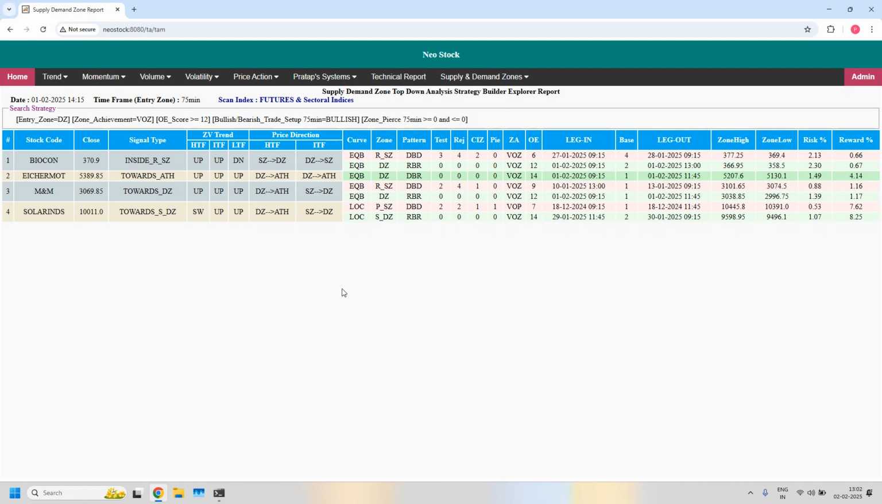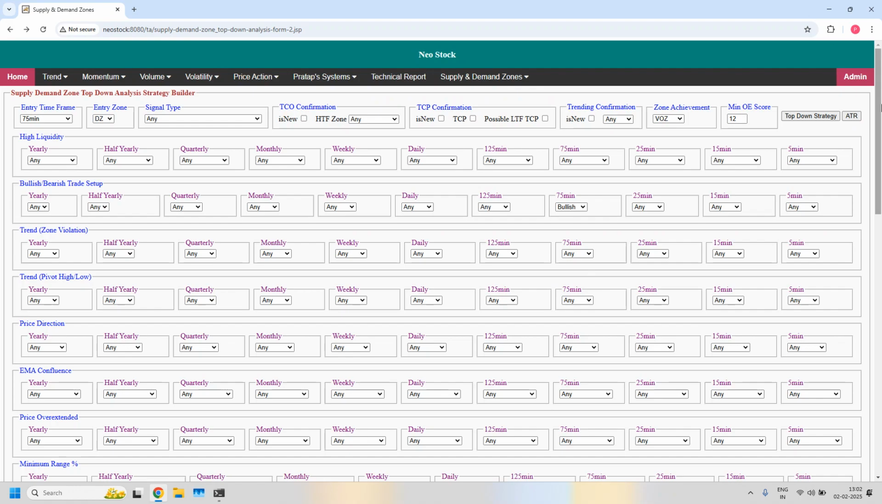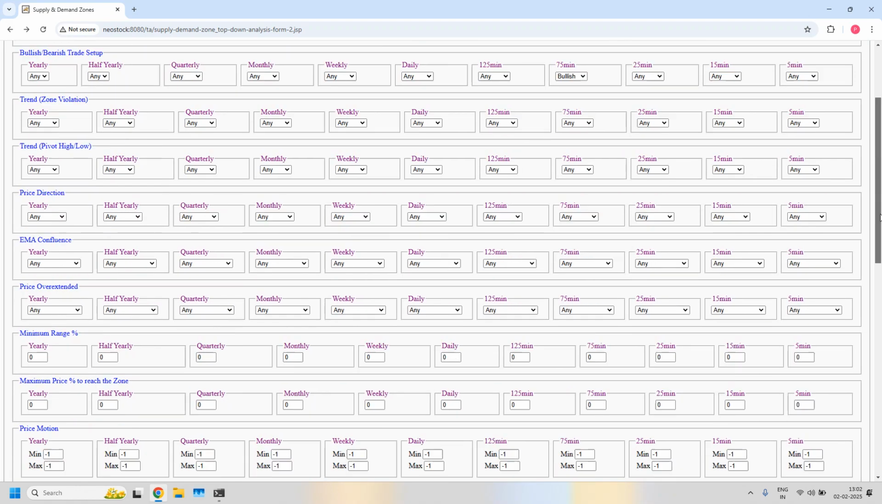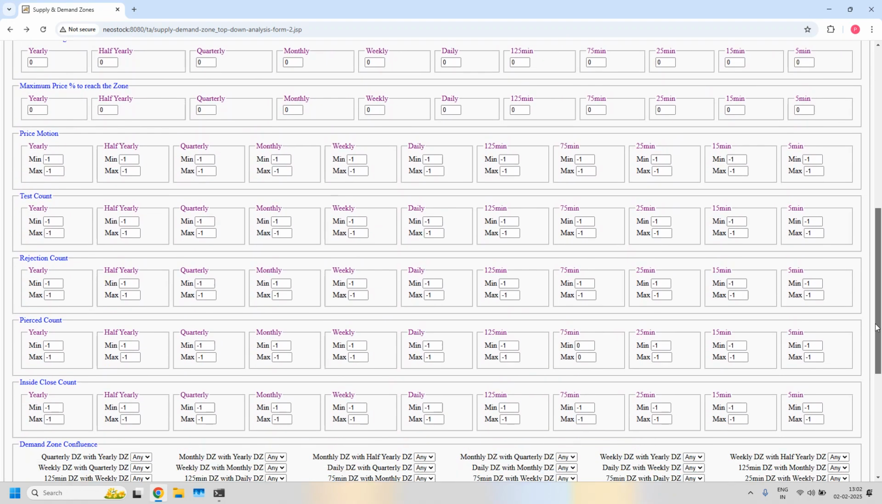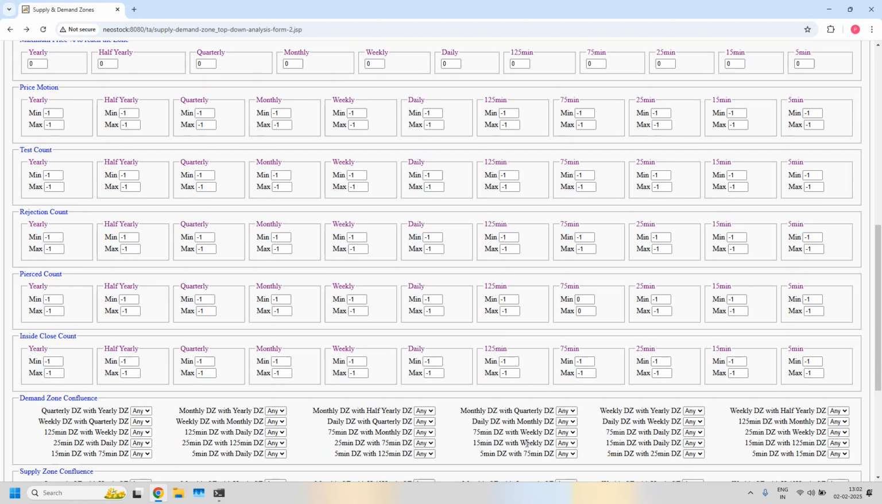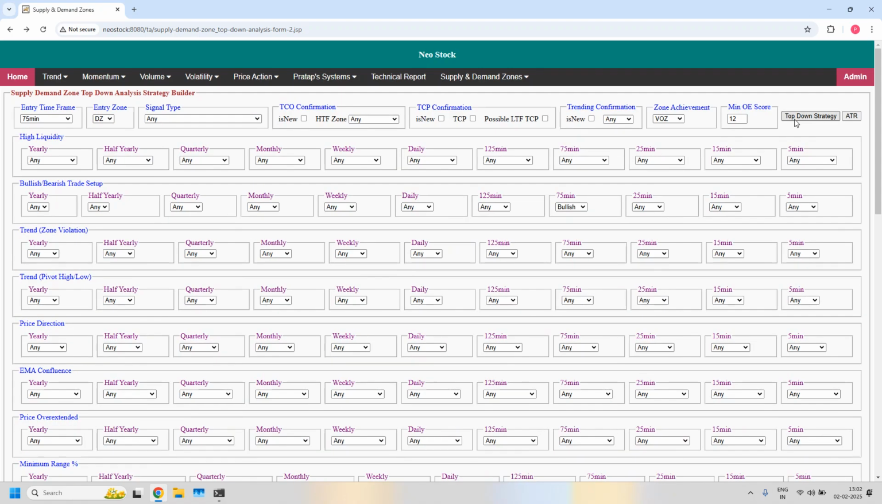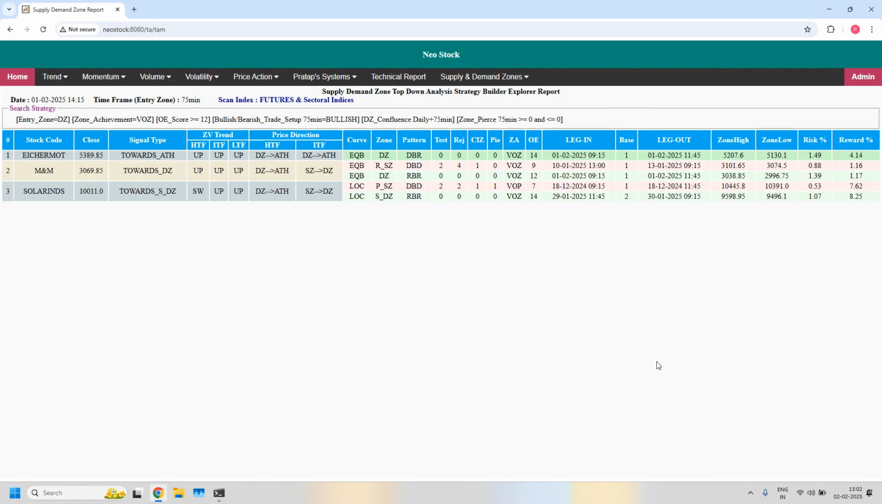Let's verify whether this 75 minute zone is part of the ITF zone, and later part of the HTF zone or not. So first filter is LTF and ITF demand zone confluence. That is 75 minutes demand zone with daily demand zone confluence. I am enabling that filter. With this filter, out of 4 stocks, we got 3 stocks.